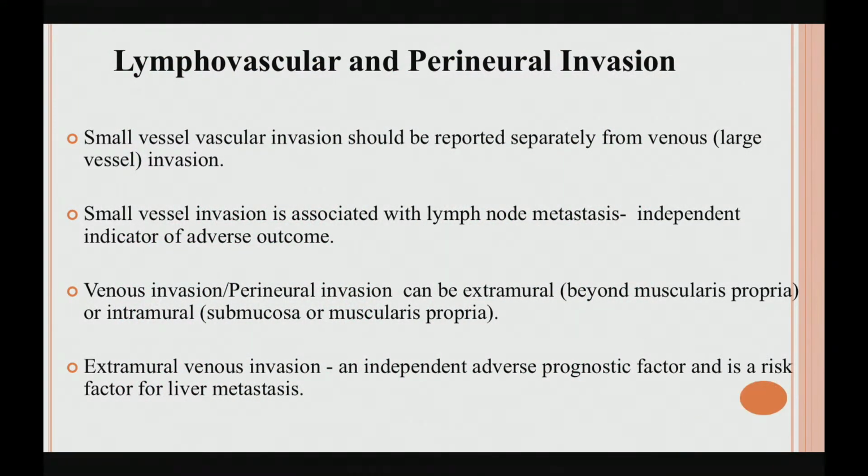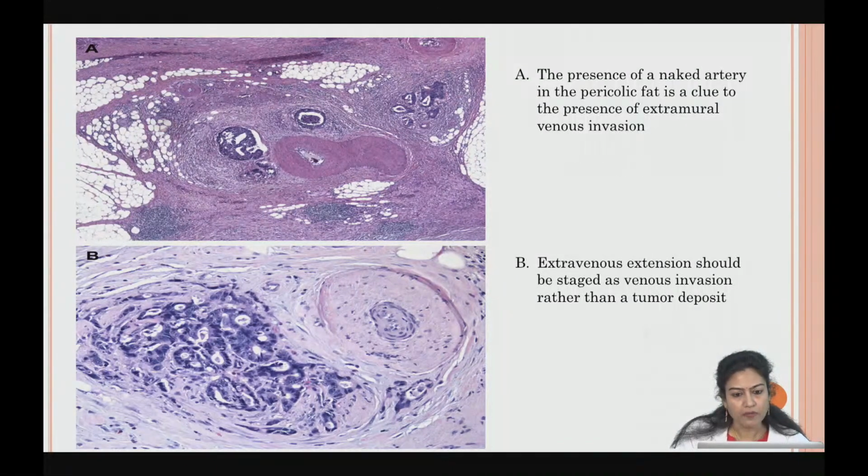Lymphovascular invasion and perineural invasion, these are very important adverse prognostic markers. Small vessel invasion should be reported separately from large vessel invasion, and small vessel invasion is usually found to be associated with lymph nodal metastasis. Venous and perineural invasion can be either intramural or extramural, and extramural is a very important prognostic factor, because it's an important risk factor or an indicator that there is possibility of liver metastasis. Now, for example, if there is a presence of a naked artery in the pericolic fat, then this is a clue that we are looking at extramural venous invasion. And if there is any extravenous extension like this circumscribed tumor deposit, this should be taken as a venous deposit rather than a tumor budding.